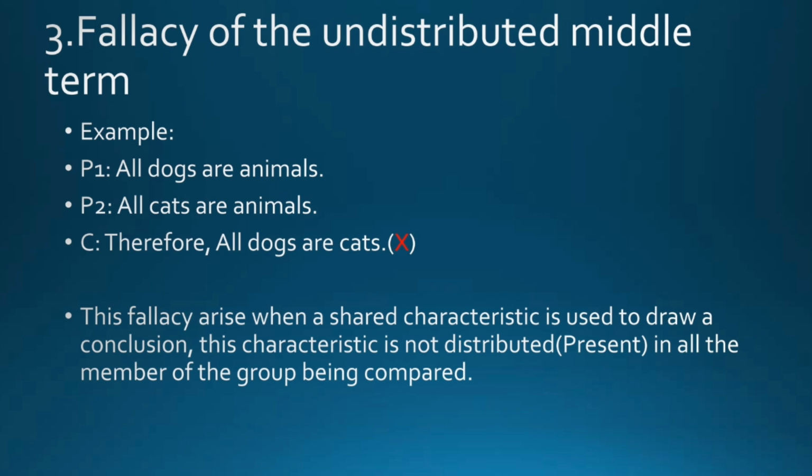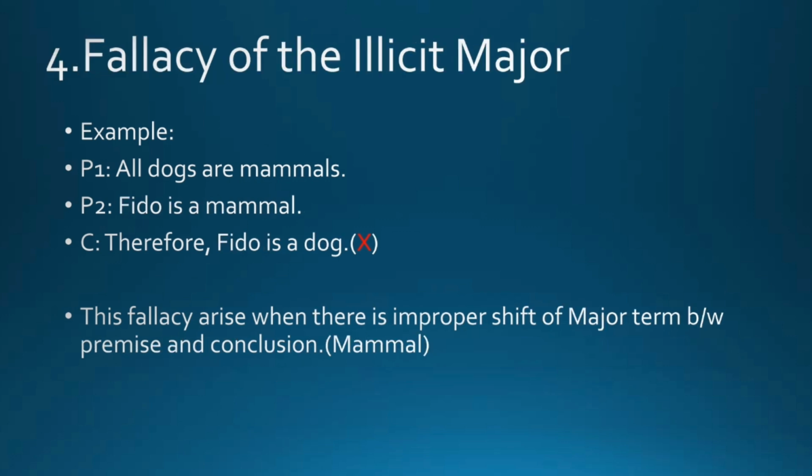Why it's a fallacy? While dogs and cats are both animals, being an animal is a characteristic they share with many other things. You can't use a shared trait to claim they are the same thing. 4. Fallacy of the illicit major. This fallacy happens when the main term in the conclusion, the major term, is broader than it is in the premises. Example: all dogs are mammals.